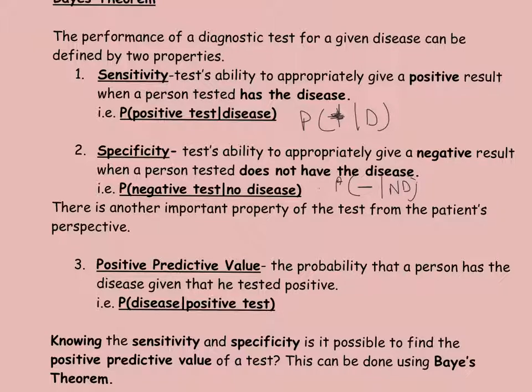And finally, the positive predictive value. The probability that someone has the disease once you know that the test has shown positive. Because the test can show positive and there is a small chance that a person does not have the disease, no matter how great the test is. And that positive predictive value is the probability that someone actually has the disease once we know that the test has shown positive.